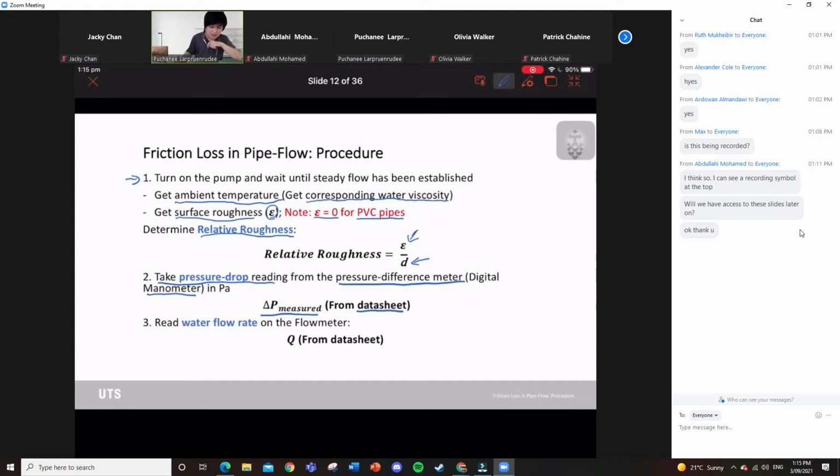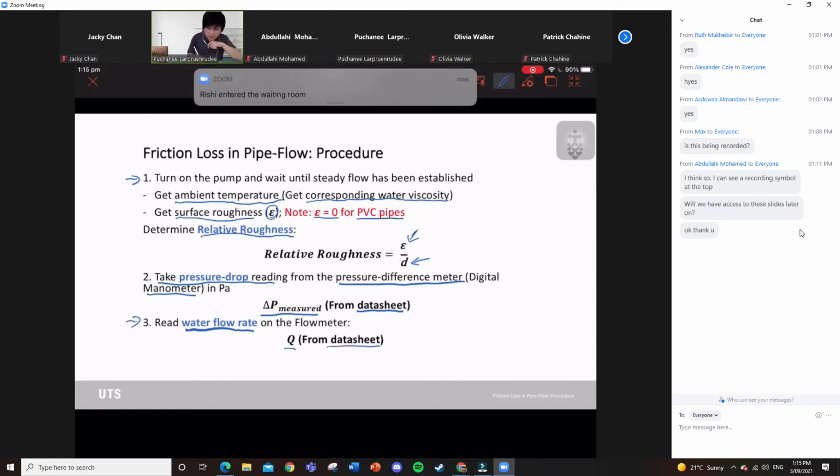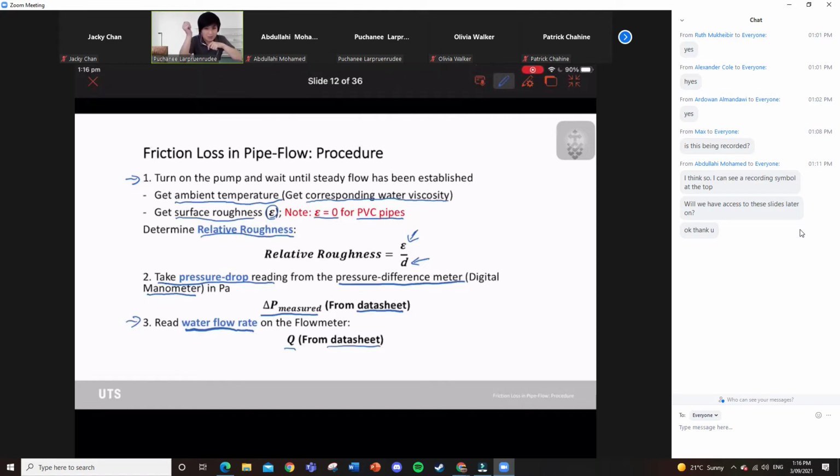And then step 3, you read the flow rate. You read the water flow rate on the flow meter, Q. And again, you get it from the data sheet. So actually, if we could go to the campus, you would have to do these 3 steps, but now we can't. We have to run it online.